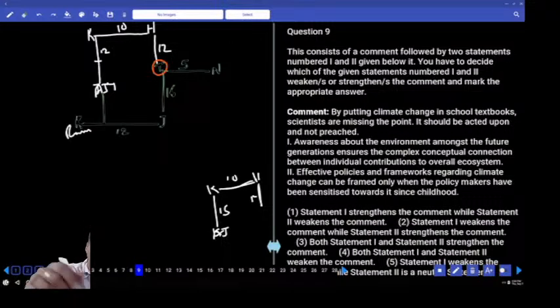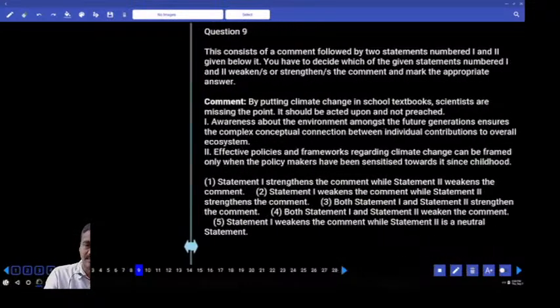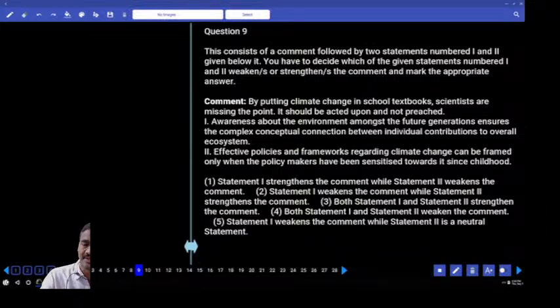Then next, the 9th one, question number 9. It is based on data sufficiency, critical reasoning. Now, by putting climate change in social textbooks, here he is talking about climate change in social textbooks. Scientists are missing that point. What is the point the scientists are missing here? It should be acted upon and not preached.